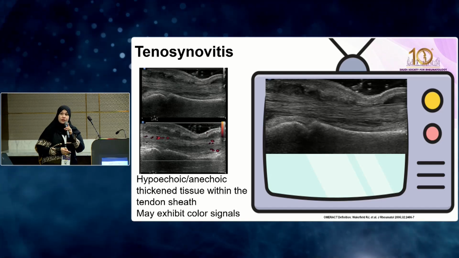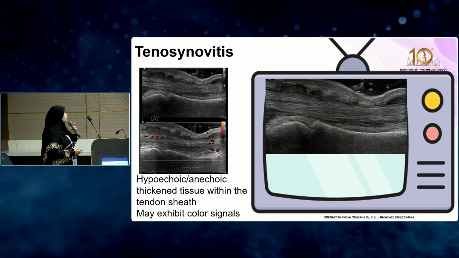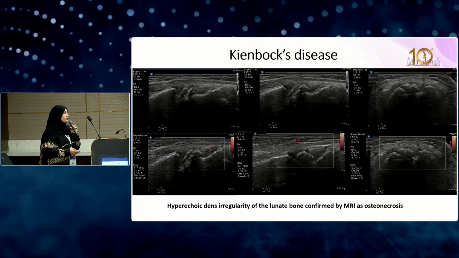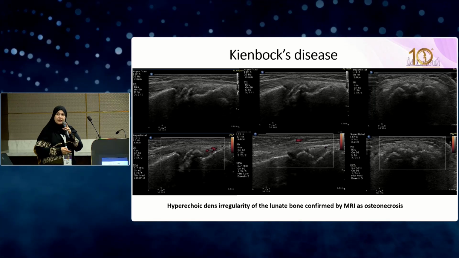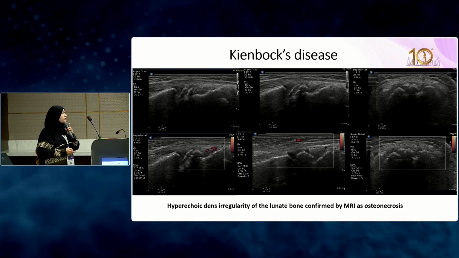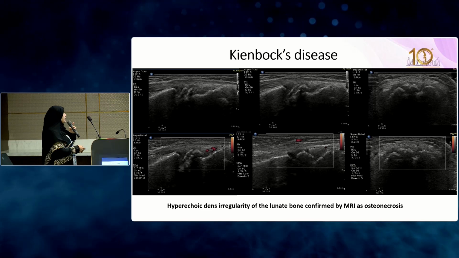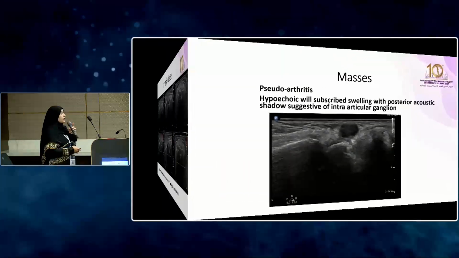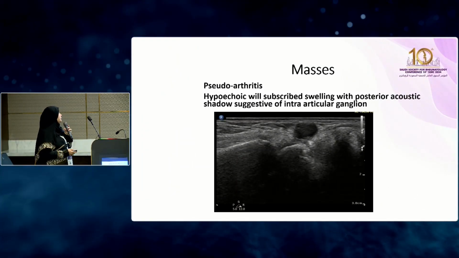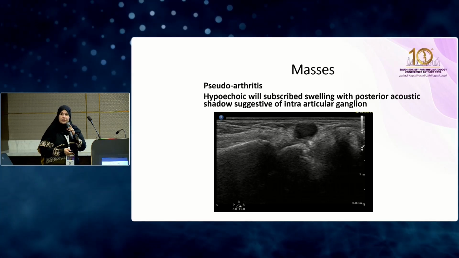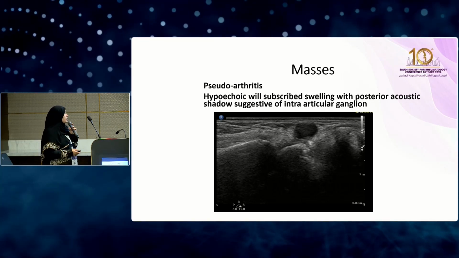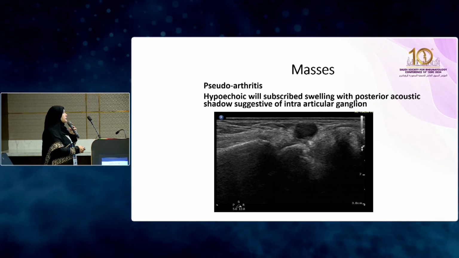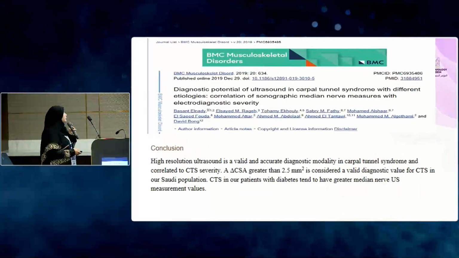Tenosynovitis at the flexor tendons of the digits, also in a case of rheumatoid arthritis, exhibiting Doppler signal. This is a case of wrist pain without synovitis, referred as a case of arthritis. There is abnormal irregularity at the site of the lunate bone on the ultrasound, and MRI confirmed Kienbock disease. Another case referred as arthritis, and upon scanning there was an intra-articular ganglion, a hypoechoic round circumscribed structure with posterior acoustic shadow.